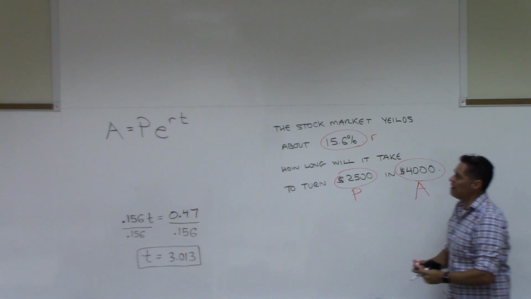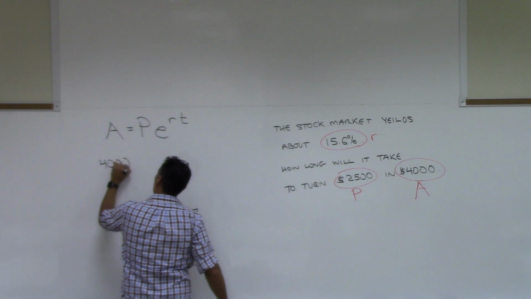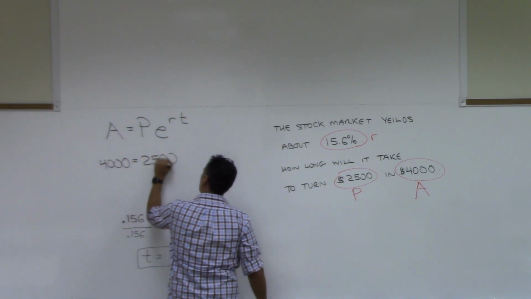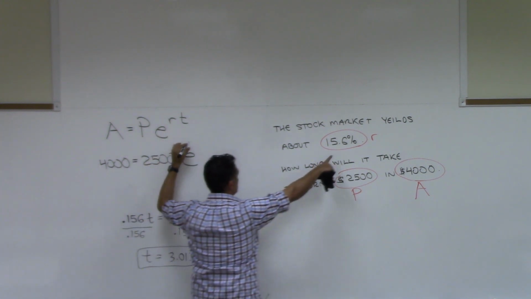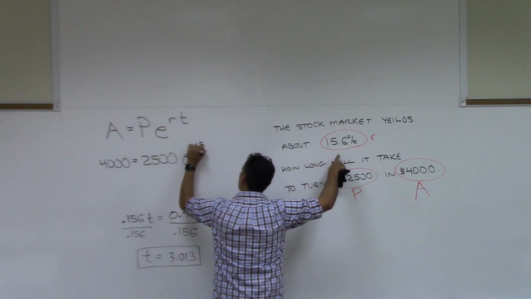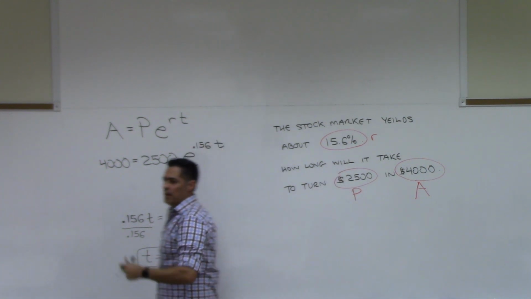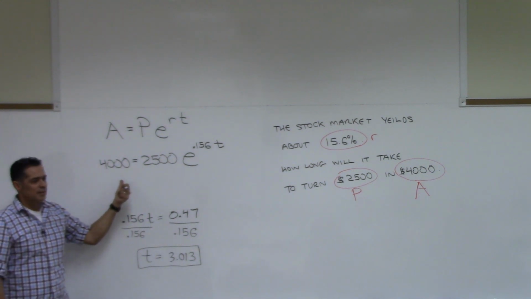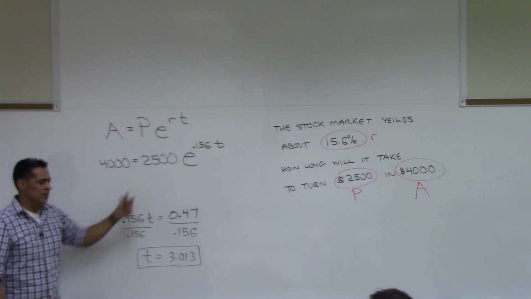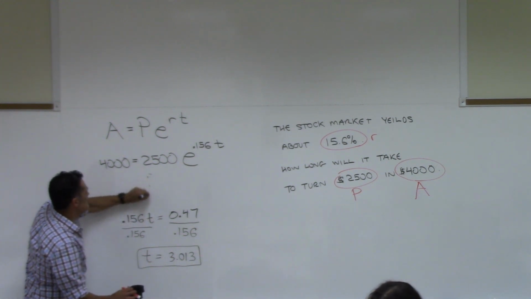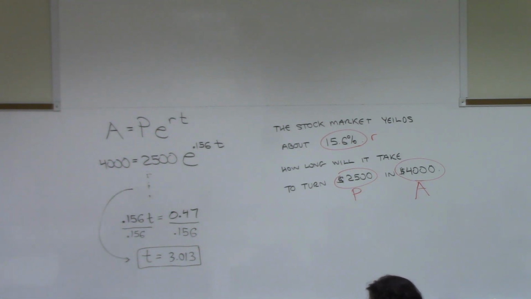Okay, so watch. If I write this down, this is 4,000 equals 2,500 e to, okay, r is what converted? 0.156. And then t is what we're solving for, right? t. And what is that? That's the problem we just did. And what was our answer? Yeah, so we did a bunch of work and we got this answer, which means it would take about how long? About 3 years.